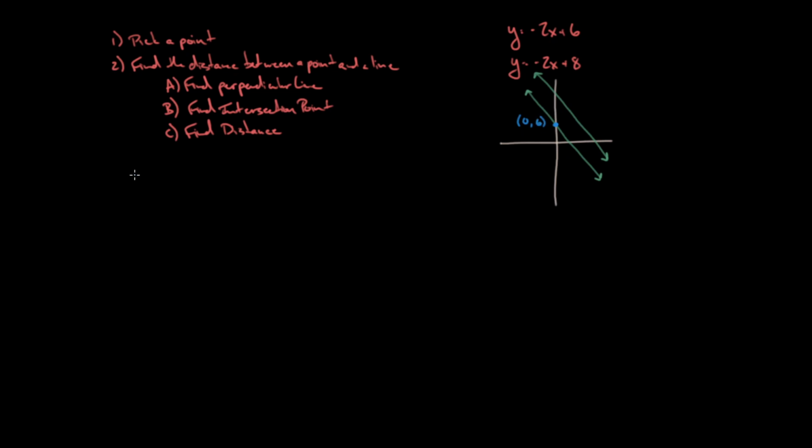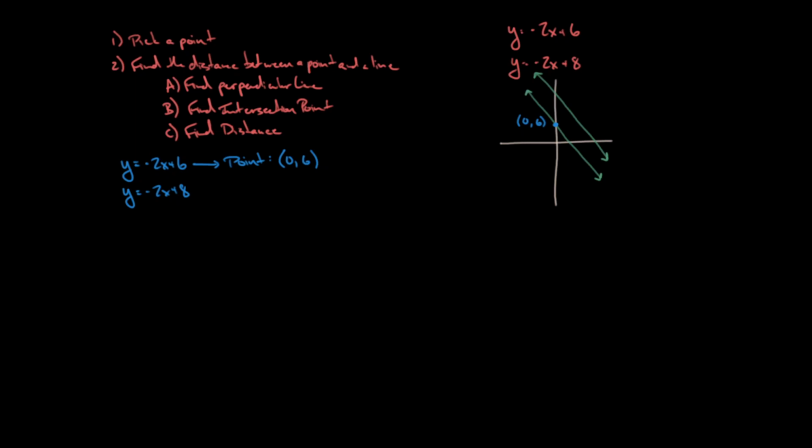So this is part number 1. Actually, let me list out all my information here. My two lines are y equals negative 2x plus 6, and my second one is y equals negative 2x plus 8. And then my point that's on this line here is the point 0, comma 6. And so really my goal is now to find the point that's on the other line.